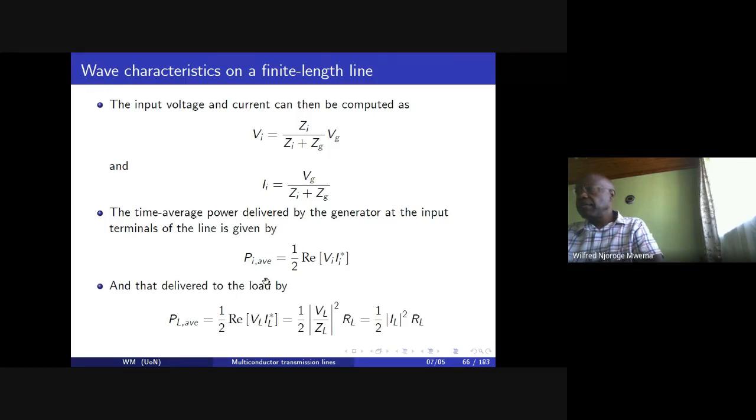And the delivered average power to the load is given by a half the real part of Vn multiplied by the complex conjugate of IL, the load current, and we get a value of |VL|² over |ZL|² multiplied by RL, being the real part of ZL.